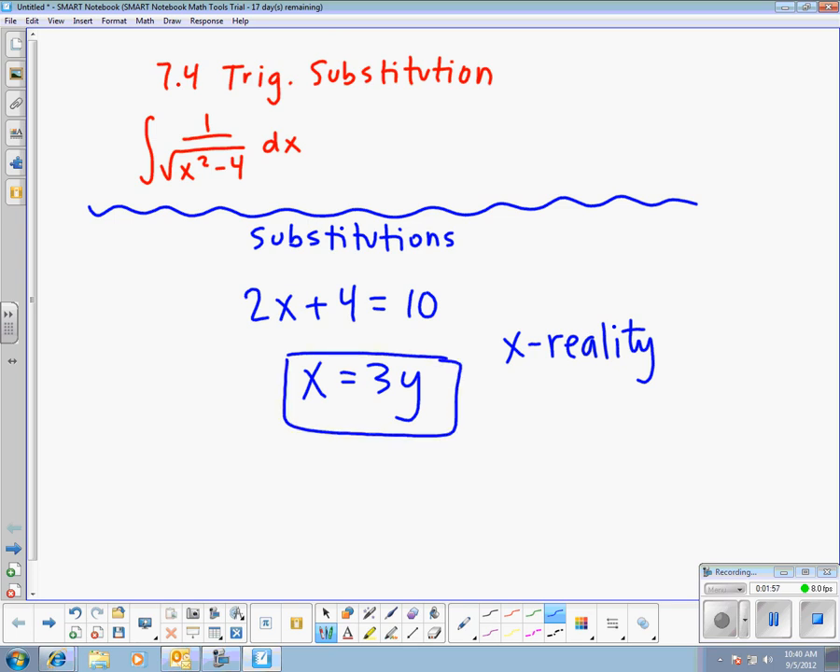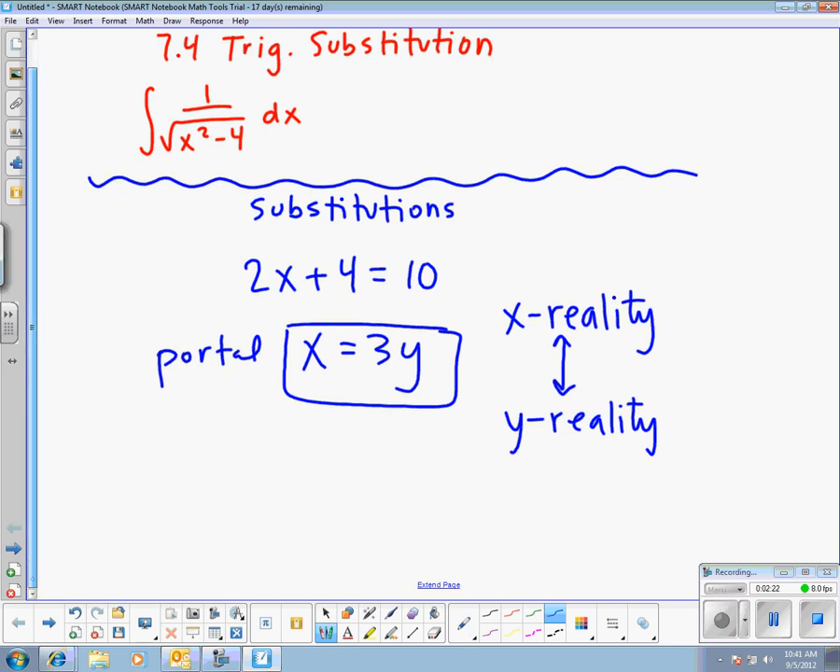Okay, I set this rule up. I made it up because I wanted to. There's no book that says I have to use x equals 3y as the portal from x reality to y reality. I just did it because I wanted to. And the reason you're going to do it in your integral is because it's going to work. But you can sub anything out that you want. Just use the same doorway to get back to the reality you want to be in.